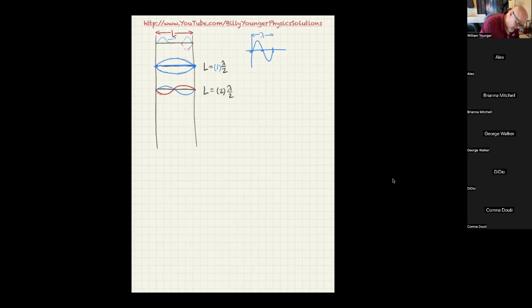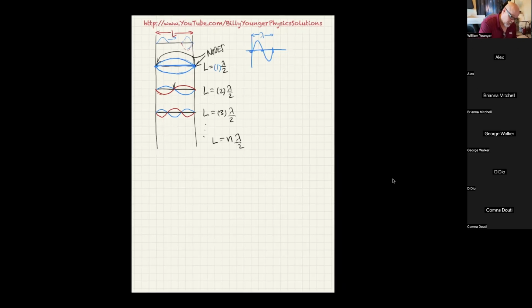And if I try yet again, a slightly higher frequency, now this time what I'll get is something like this. And then the next instant, it'll be something like this. Okay. Now in this case, the length of the string is 3 times lambda over 2. And in fact, what we get is L is equal to N lambda over 2 when you have the N's being nodes. The N's being nodes. So both of these N's are nodes.